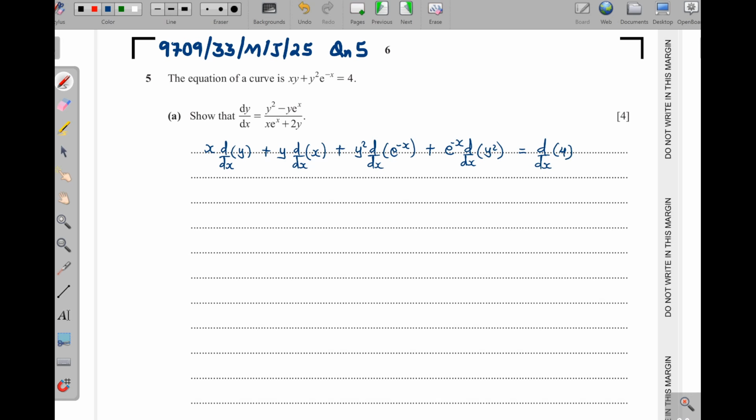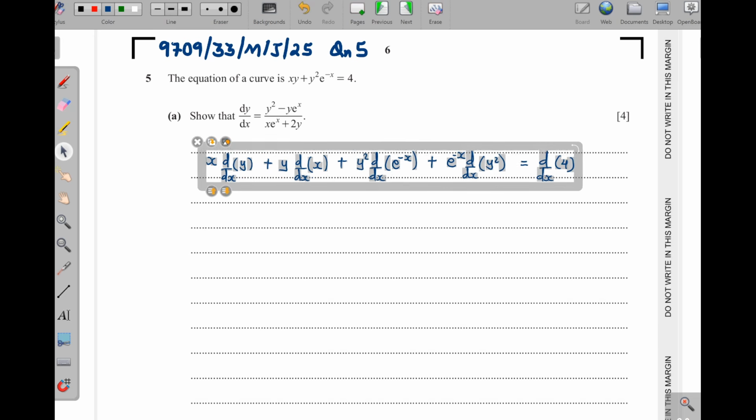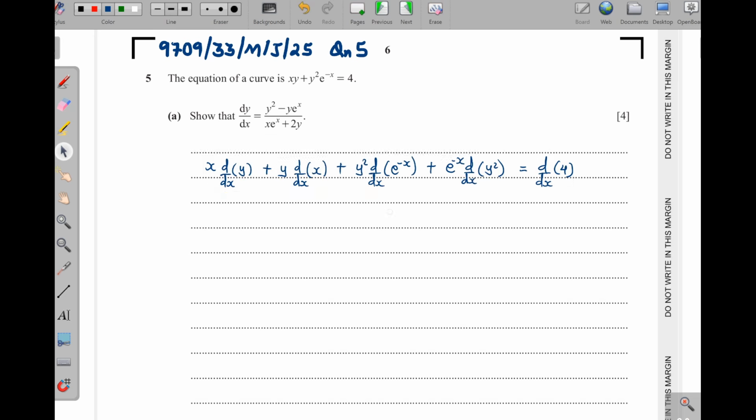Now here we are using the product rule. Actually, let me add it there. We can put it here. And I say using the product rule. The product rule, that's what we shall have. Now we see the derivative of an exponential function.